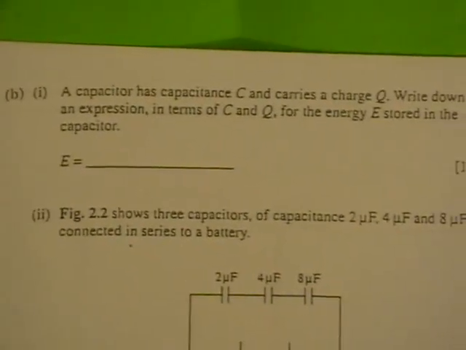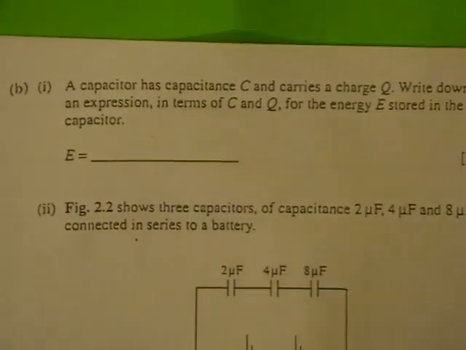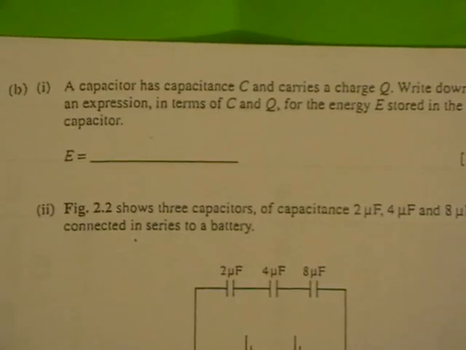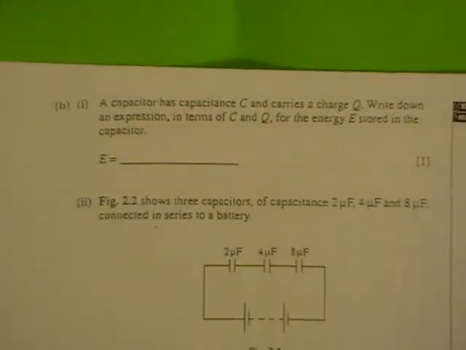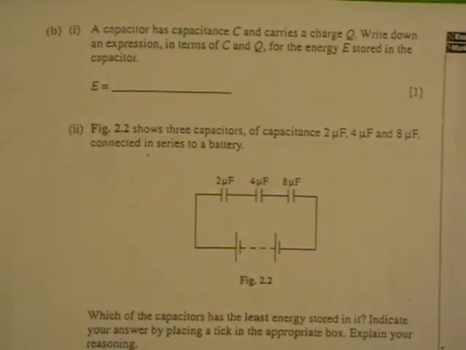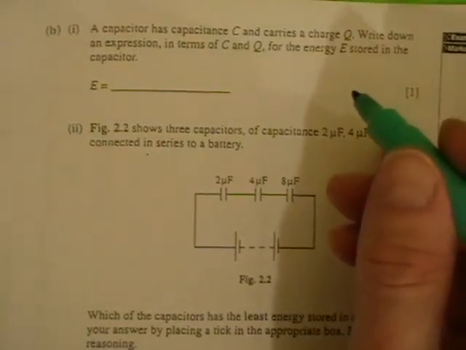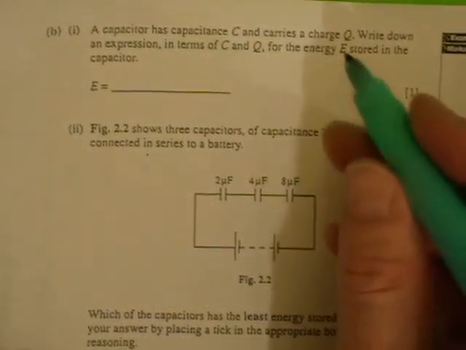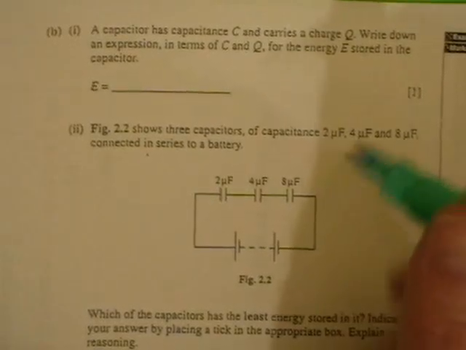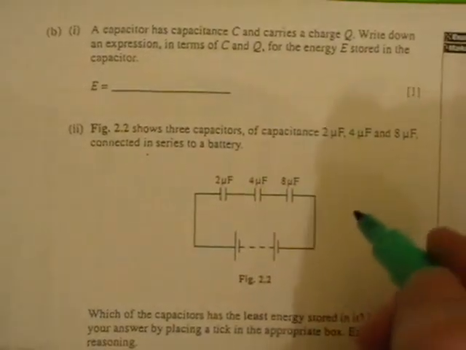Part B of this question. It says a capacitor has a capacitance C and carries a charge Q. Write down an expression in terms of C and Q for the energy E stored in the capacitor. Right, now we've got two expressions that you know. So you want to rearrange one of them to make sure that you have got Q in your equation.